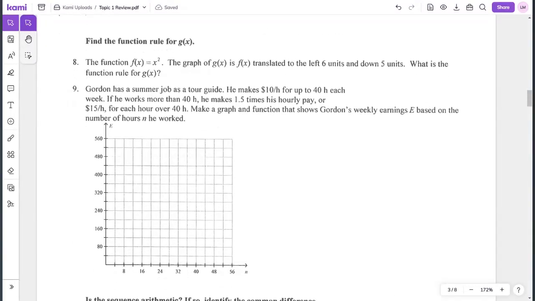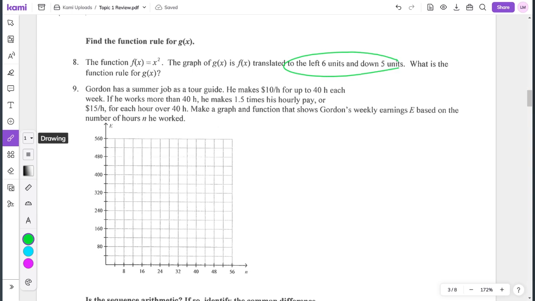All right, let's get to this one. Okay, so they're asking me to write the rule. Here's the information, and here's my parent function. So f of x equals, I'm going to start like this, right? So I need to go left 6. So it just says x squared over here. I've got the squared out there. Left 6 means x plus 6, down 5, minus 5. Right, so that's my rule.